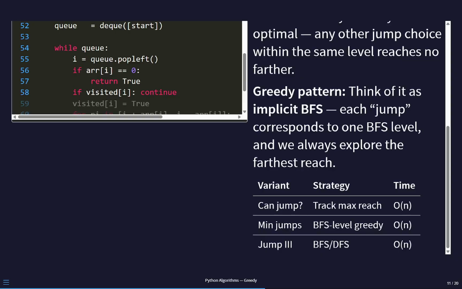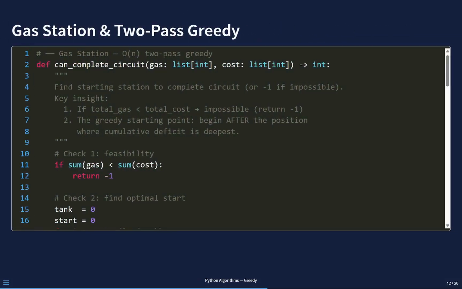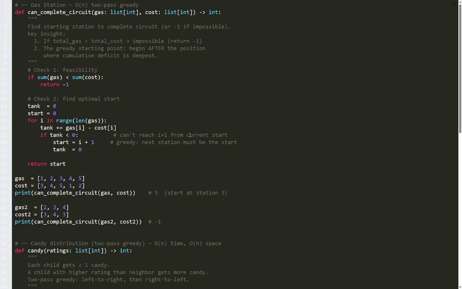Next. Some greedy problems require 2 passes through the data, 1 observation per direction, before the answer becomes clear. Gas station, n stations on a circular route. Station i provides gas[i] fuel, and cost[i] to travel to the next station. Find the starting station that lets you complete the full circuit, or return -1 if impossible.